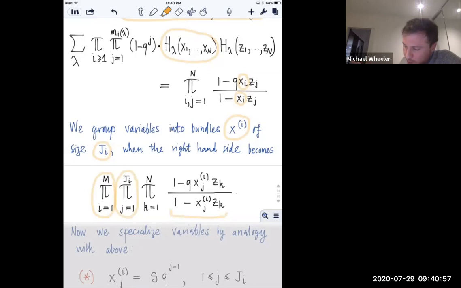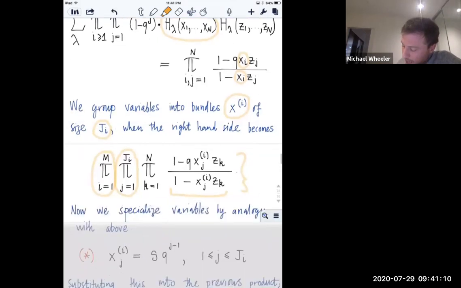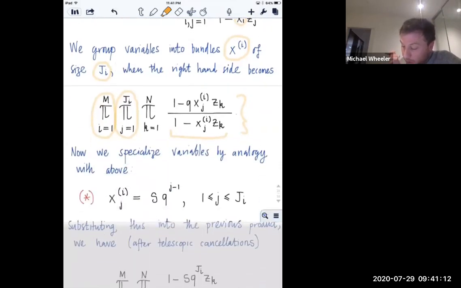Then it's a very similar procedure to what we did in the case of the wave functions. It's actually a lot simpler because this expression is already simpler than what we had in the wave functions. Again, the idea is we would like to get some telescopic cancellations. So what we'll do is, again, take the x variables and specialize them to some geometric progression in q, and again, the base of this we'll denote by s.